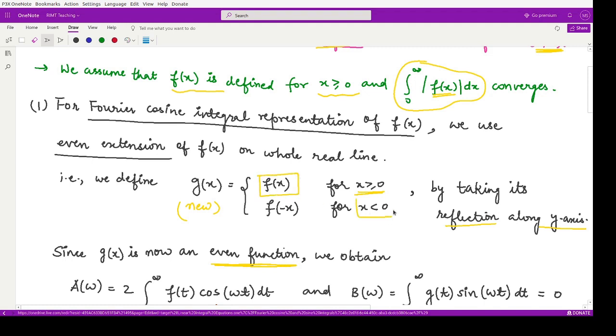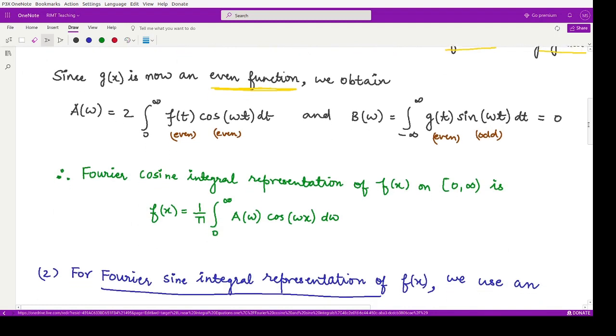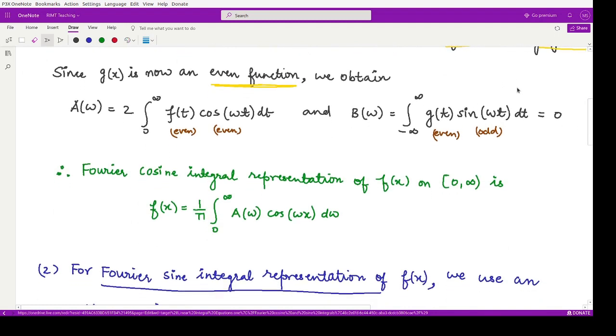But on the left-hand side, if we have the interval from minus infinity to infinity and this is the point 0, in the positive interval our function is f of x only, and when we take its reflection about this axis, we change it to f of minus x. So your function would be the same when you substitute minus x in place of x. This is what we have just written mathematically. So we have created a new function g of x such that it is now an even function.